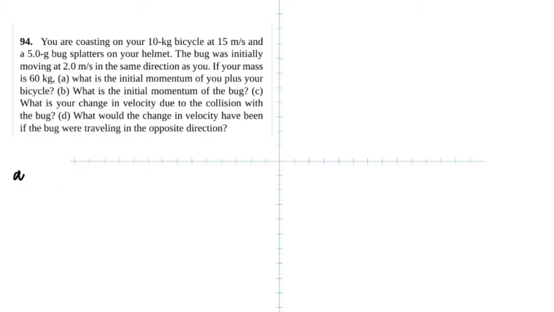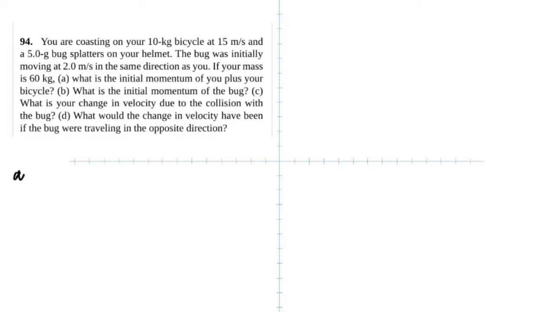Now this is a question on the application of linear momentum. You're coasting on a 10 kilogram bicycle at 15 meters per second and a 5-gram bug splatters on your helmet. The bug was initially moving at 2 meters per second in the same direction as you. If your mass is 60 kilograms, what is the initial momentum of you plus your bicycle? What is the initial momentum of the bug? What is your change in velocity? And what would be the change in velocity if the bug were traveling in the opposite direction?